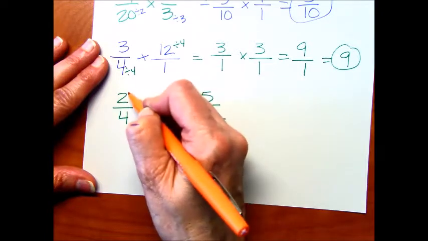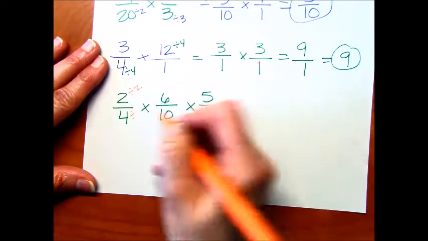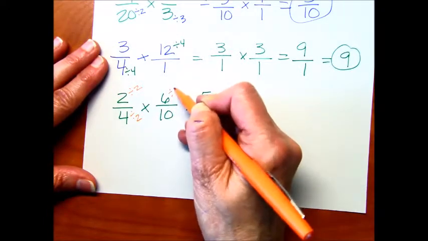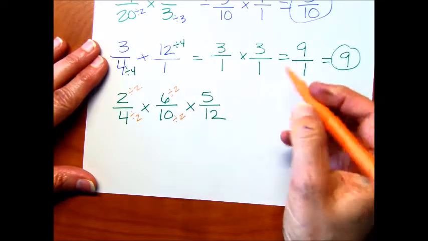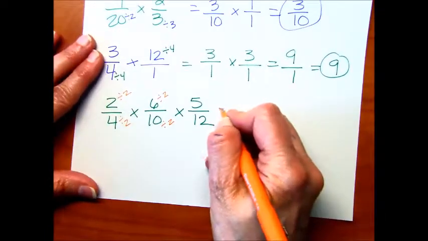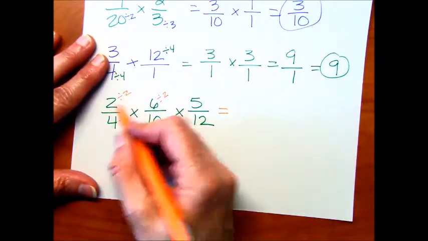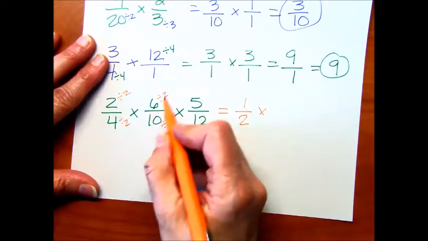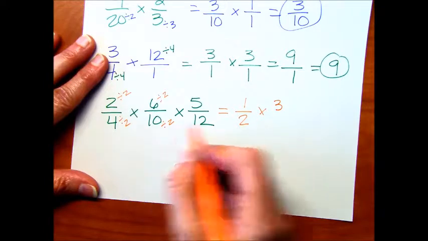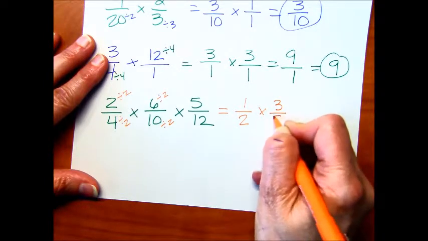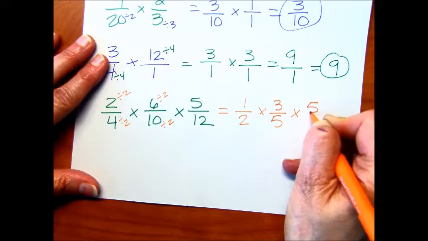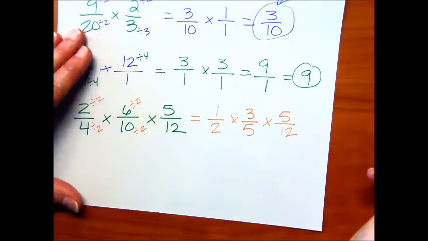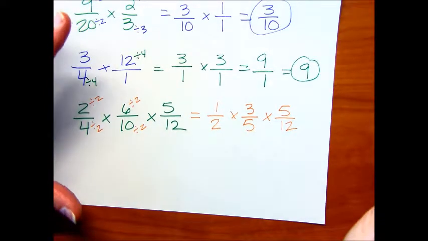So 2 and 4 can be divided by 2. 6 and 10 can also be divided by 2. And then 5 and 12 we can't. So I'm just going to rewrite and see what I get. So 2 divided by 2 is 1. 4 divided by 2 is 2. 6 divided by 2 is 3. 10 divided by 2 is 5. And then I get 5/12. Now the goal again is to simplify first to lowest terms, then multiply.